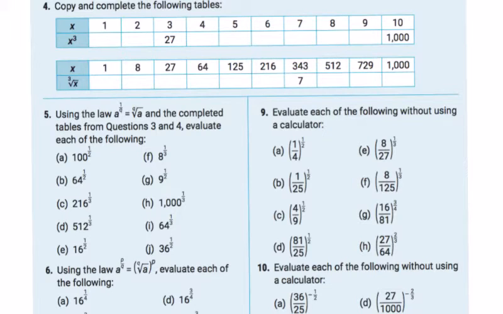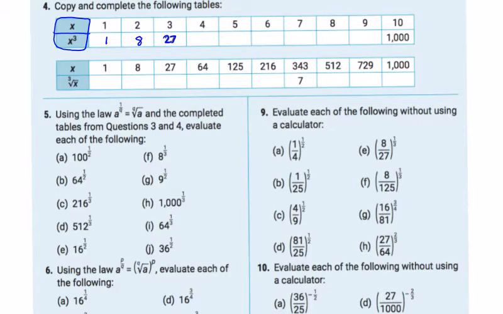In this video, we're looking at questions 4, 5, and 6. When we have x, we can find the value for x cubed. So you can see here 1 is done for you. 3 cubed is 27. 1 cubed is 1. 2 by 2 by 2 is 8.